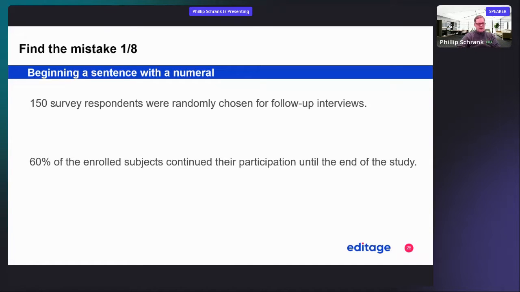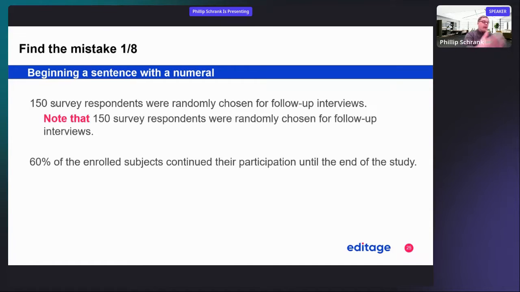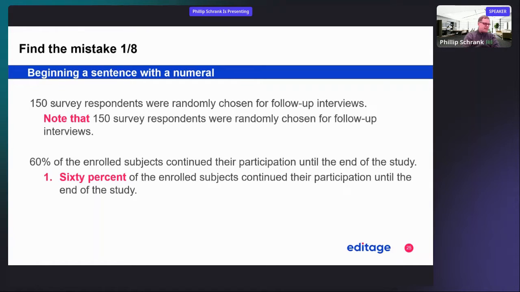So in this case, you can fix this sentence. Note that 150 survey respondents were randomly chosen for follow-up interviews. You can just add that to the beginning of the sentence so you're not beginning with 150. Here's 60% of enrolled subjects. It's easy to spell that out, right? 60%. That's an easy way to fix it.